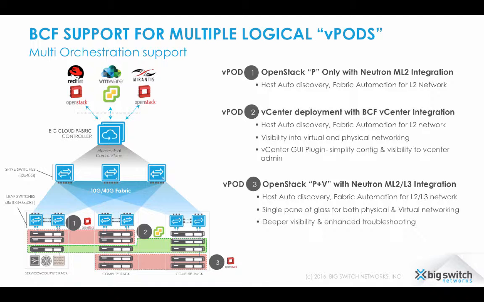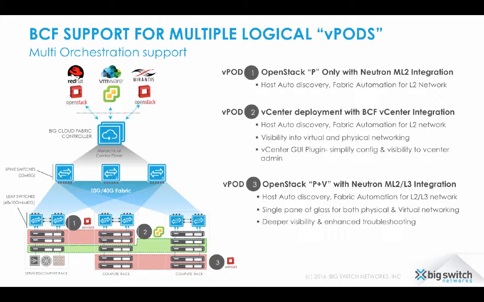In this virtual pod, BCF controller manages both physical and virtual networking for the OpenStack with BCF integration with Neutron, ML2 and Layer 3 plugin. In all of the 3 virtual pods, orchestration integration is done centrally on the Big Cloud Fabric controllers. Goal for today's demo is to show how these virtual pods coexist on same Big Cloud Fabric.